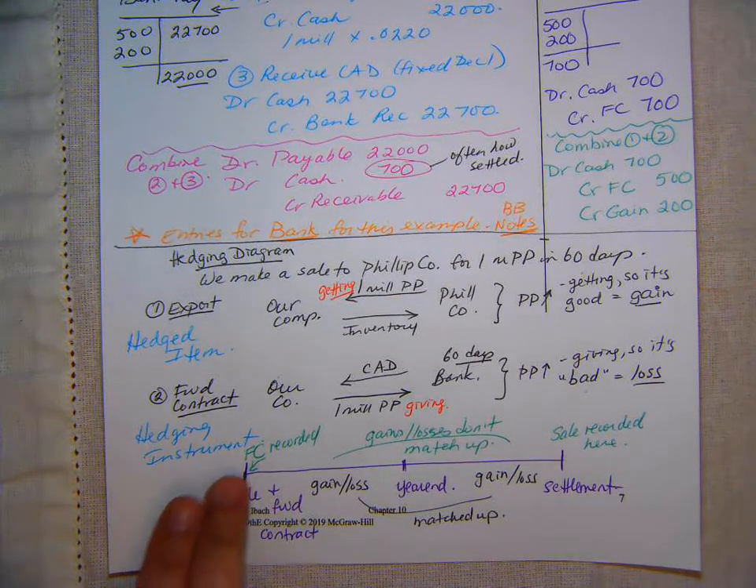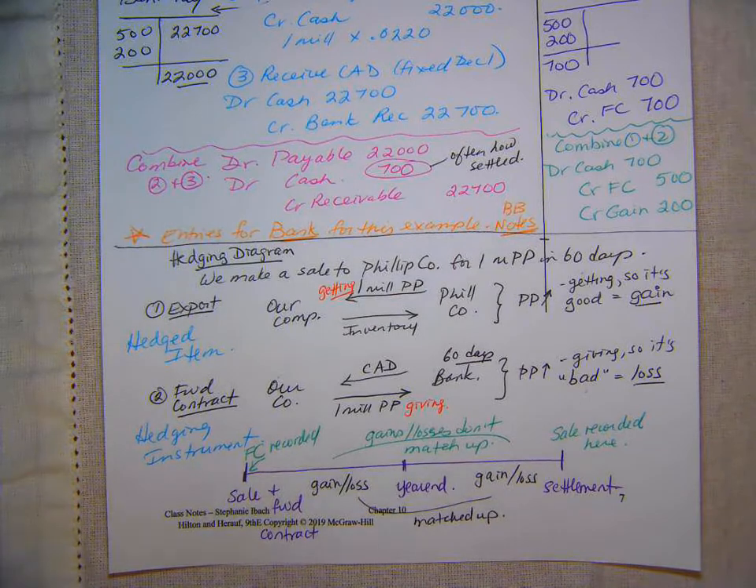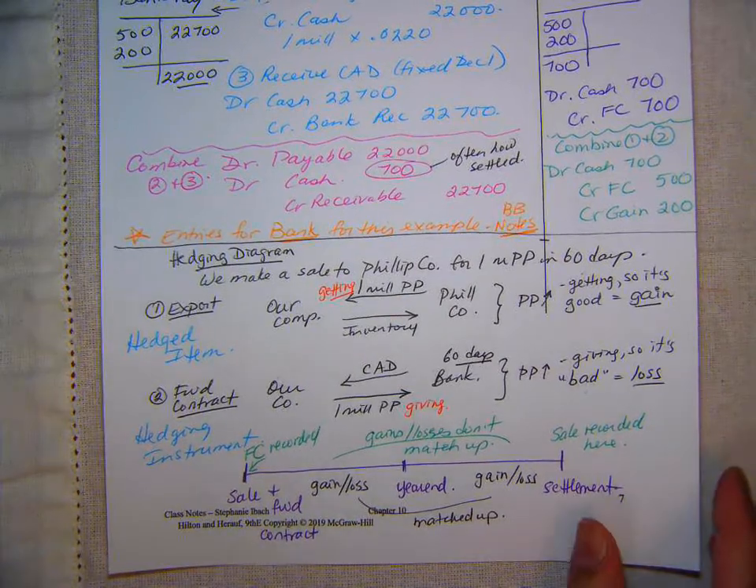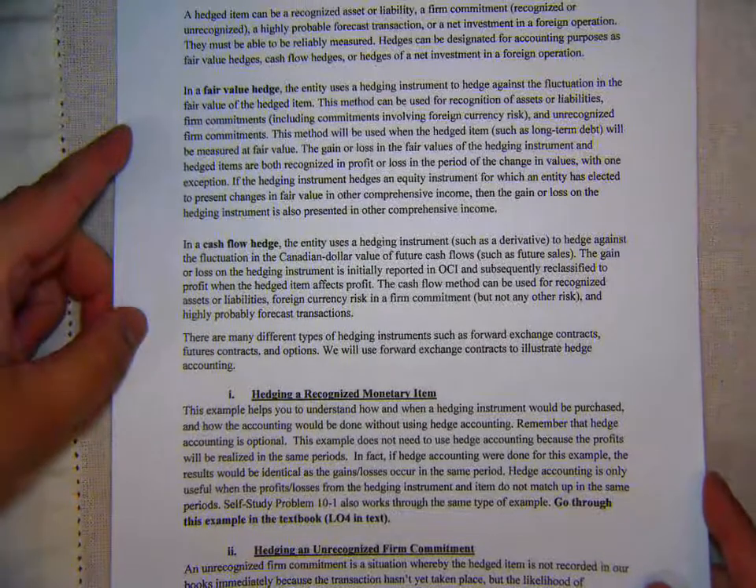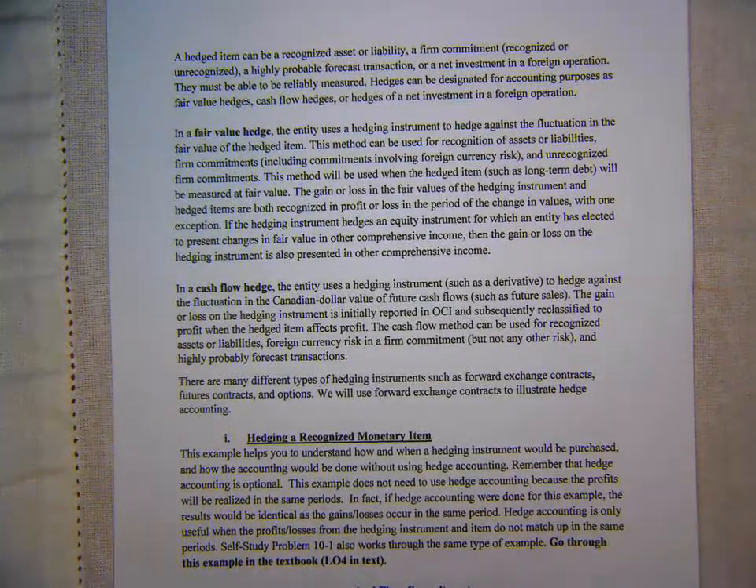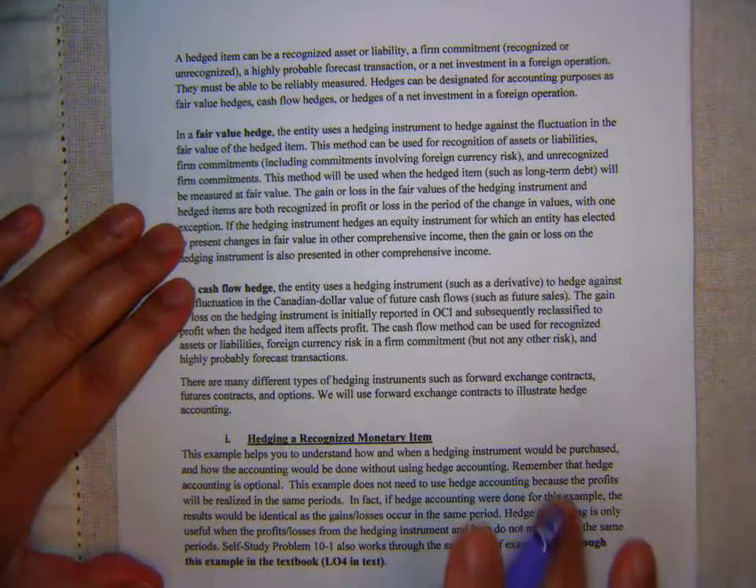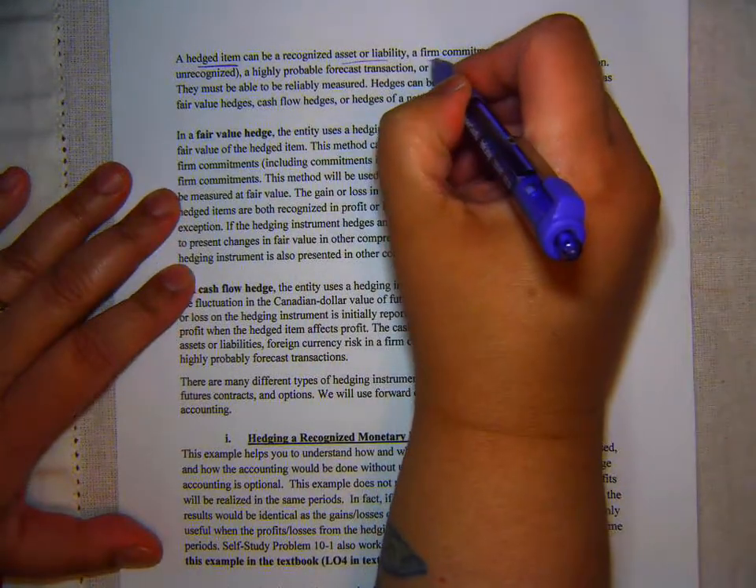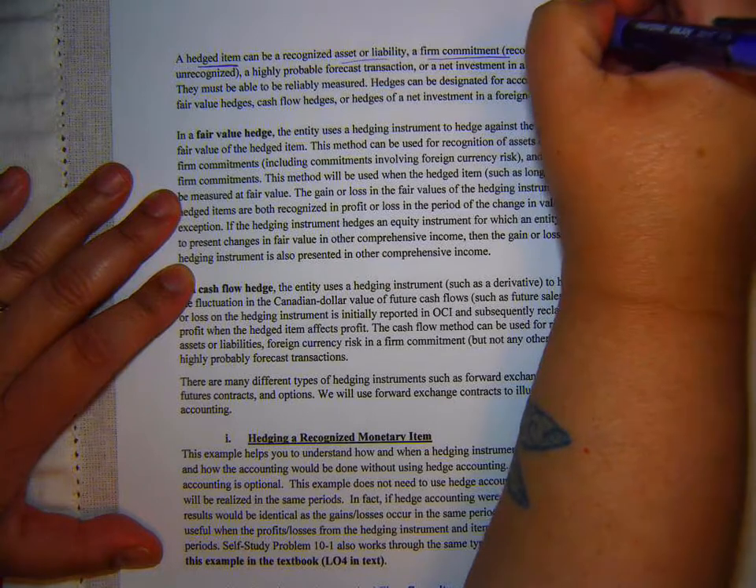Okay, so on page 9, because 8 you read, page 9 has the information I want. Pretty much page 8 was what I just told you by drawing the little diagram, which to me makes a little bit more sense. Okay, so a hedged item can be a recognized asset or liability, a firm commitment that you either recognize, record now, or unrecognized. Record later.